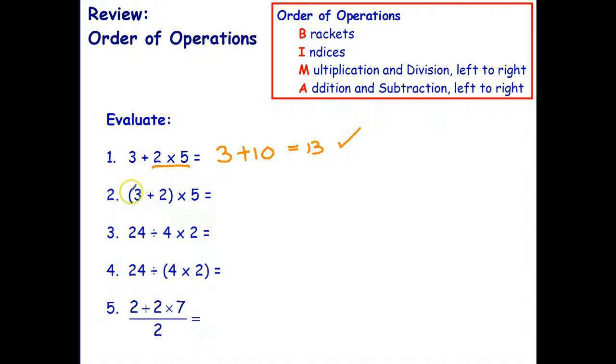Okay, if I have brackets around the 3 plus 2, well, brackets are done before multiplying, so that changes the order of operations, and that gives me 3 plus 2 is 5 times 5, and 5 times 5 is 25. Okay, go ahead and stop the video, evaluate the next 3, and check your answers.